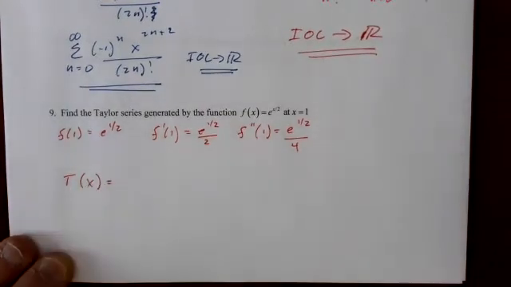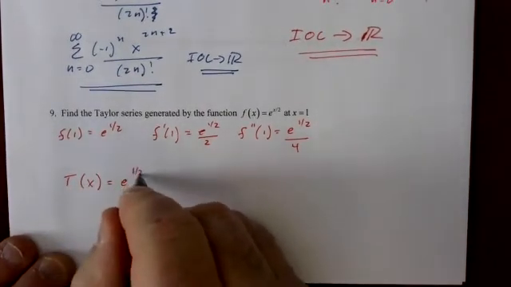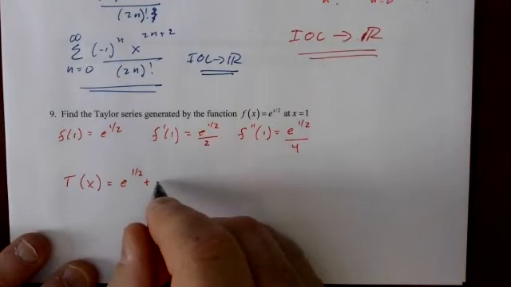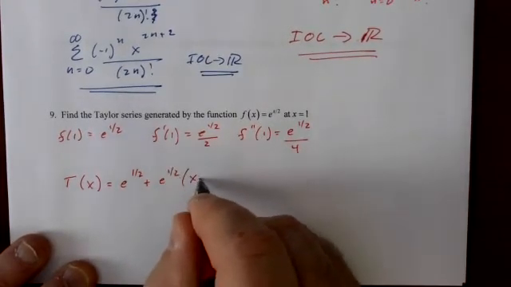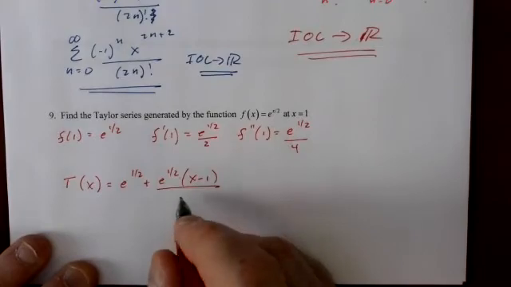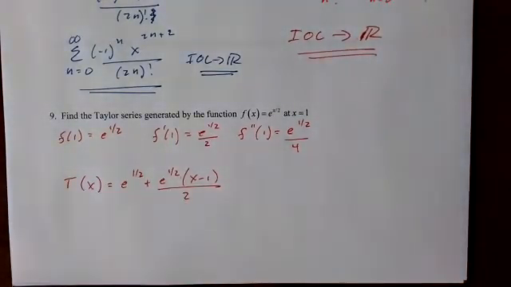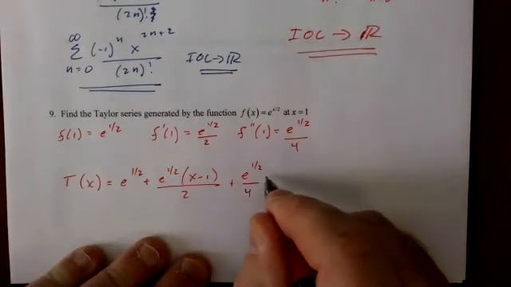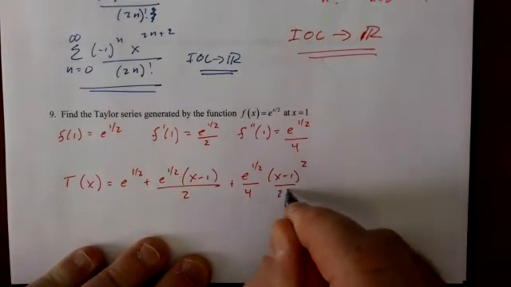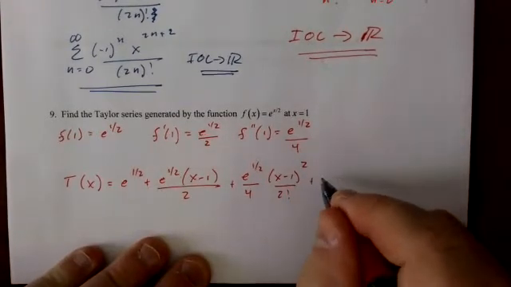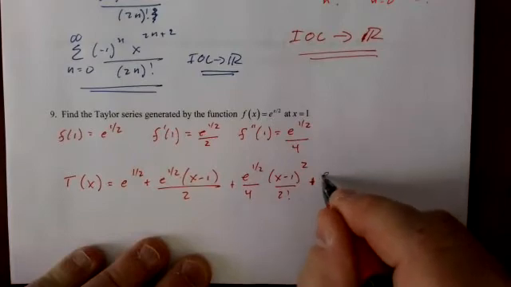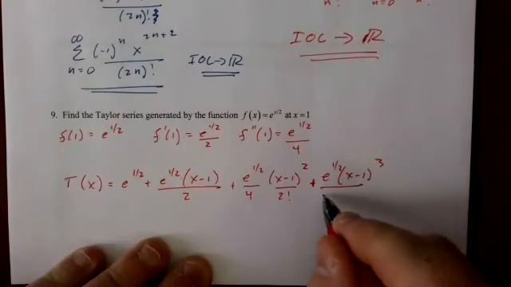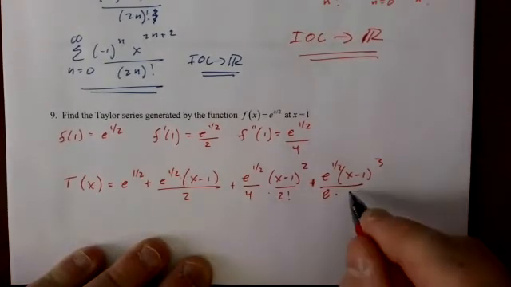T of x equals e to the 1/2 plus e to the 1/2 times x minus 1, we're centering it somewhere else, over 2 plus e to the 1/2 over 4 times x minus 1 squared over 2 factorial plus, and I didn't write these up here, but again, now I think I know what's going on, x minus 1 to the 3rd over 8 times 3 factorial.